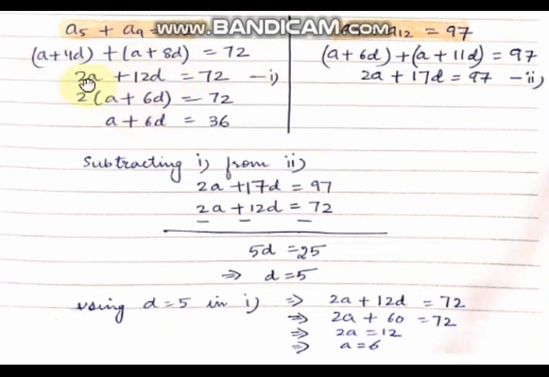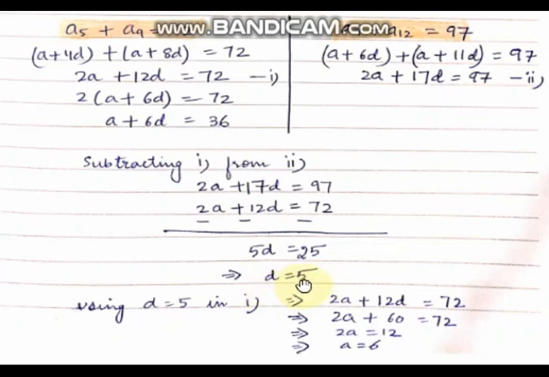I've got like terms to be added, of course. 2A plus 12D gives me 72. Here 2A plus 17D gives me 97. I further took 2 common and simplified it, A plus 6D is equal to 36, but later I realized that if I mark this equation as 1 and this equation as 2, the terms 2A and 2A are the same. So if I subtract 1 from 2, this gets waved off. 17 minus 12 is 5. So 5D is 25, and further it gives me D as 5.